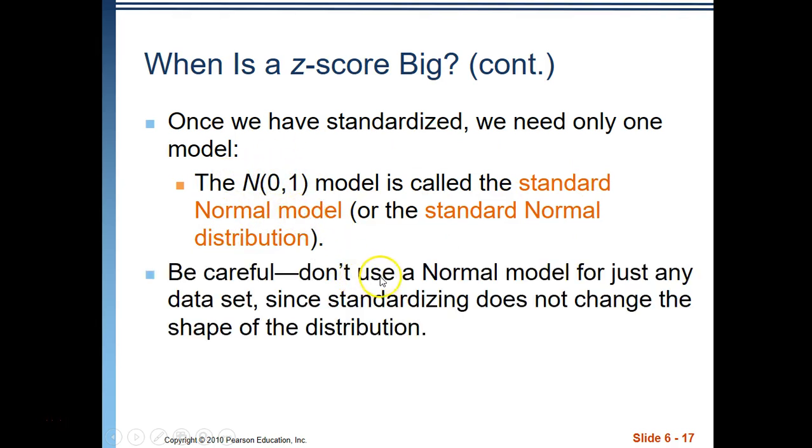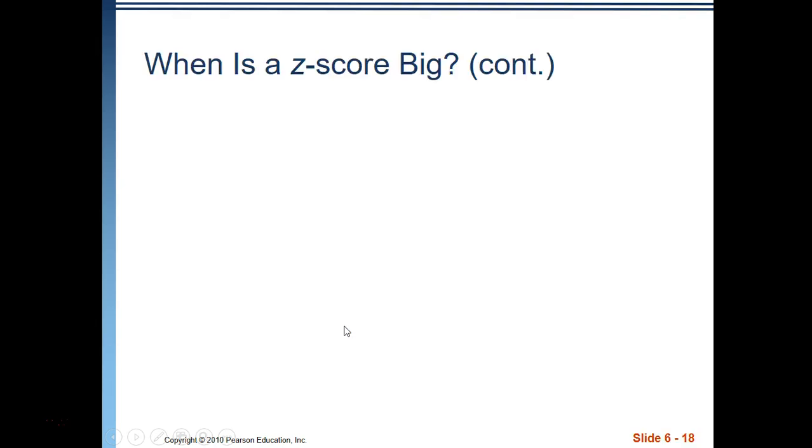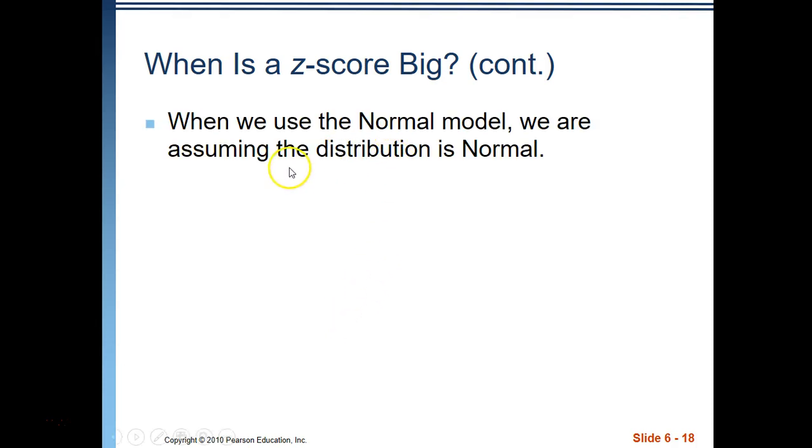Be careful. Don't use the normal model for just any data set, since standardizing data does not change the shape. I can't just use this for any idea. We'll get to how we can kind of fudge some of this later on in the course, but for the time being, I can't just make up whatever I want and always make it work like this. When we use the normal model, we are assuming the distribution is normal. That's why you're doing it.